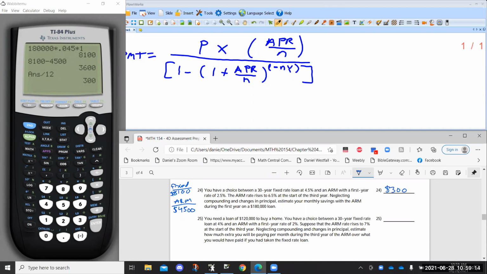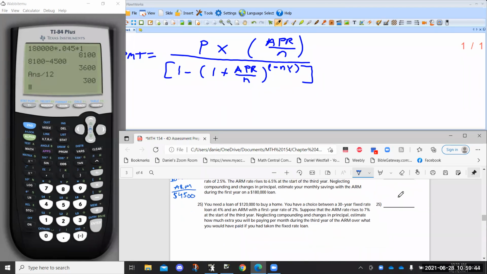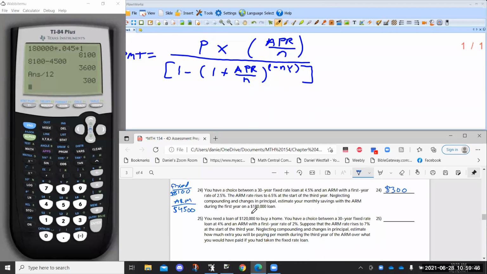Just for reference, I'm saving $300 a month here because the interest rate here is 2 percentage points lower. Here, the percentage rate is 2 points higher. So I'm going to be paying at least an extra $300 a month, maybe more, because of compounding and things later. But we were supposed to ignore all that.